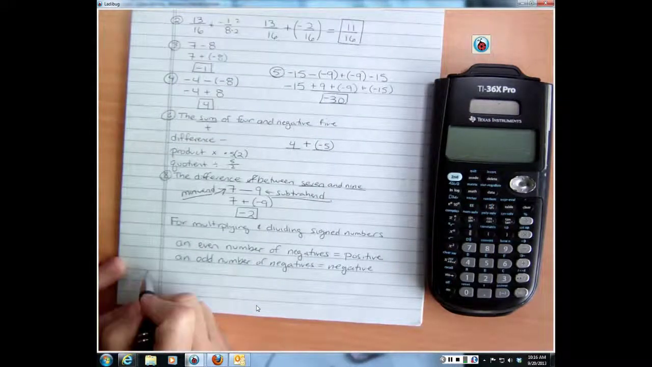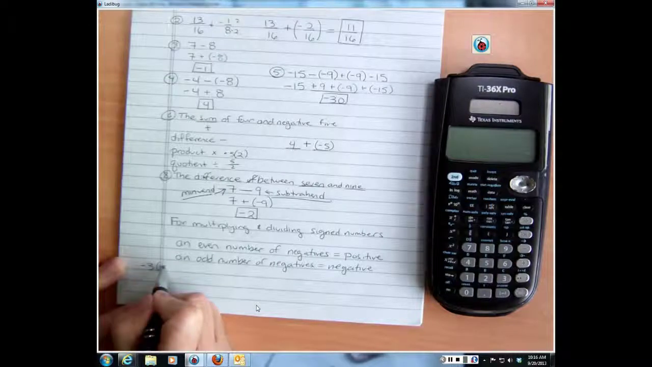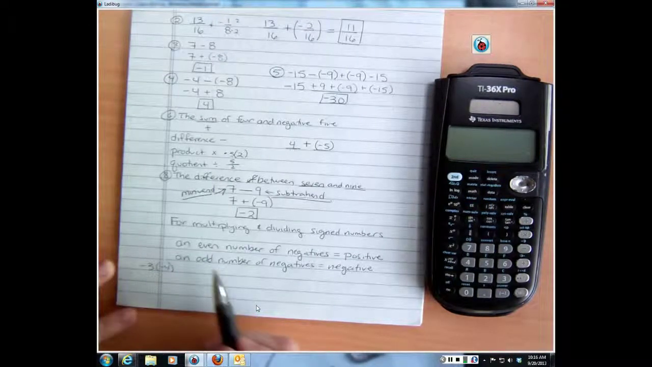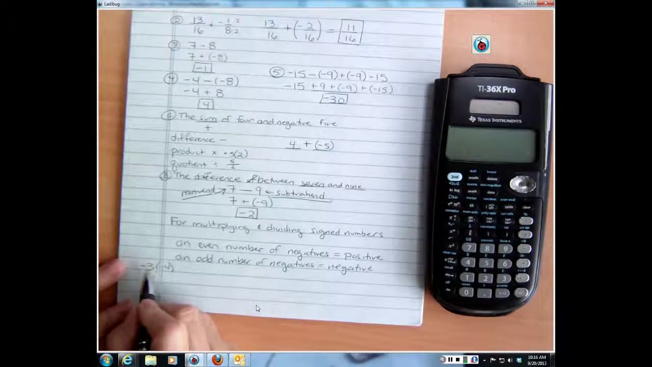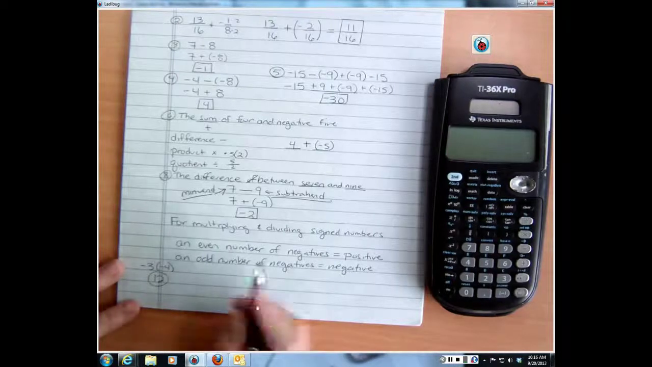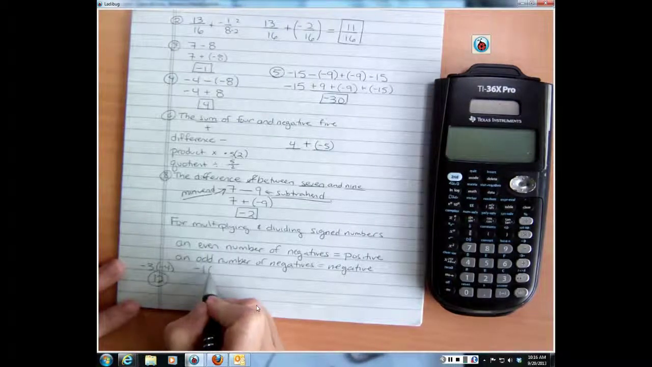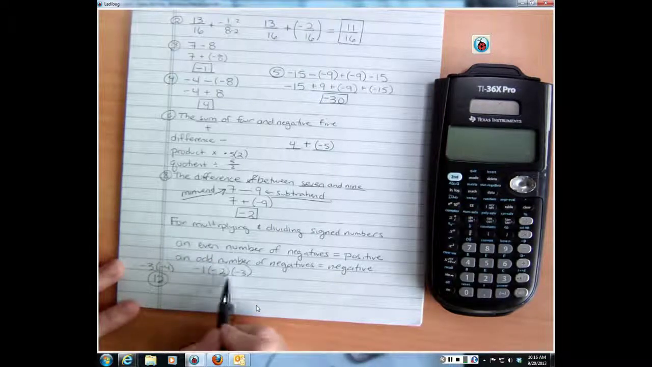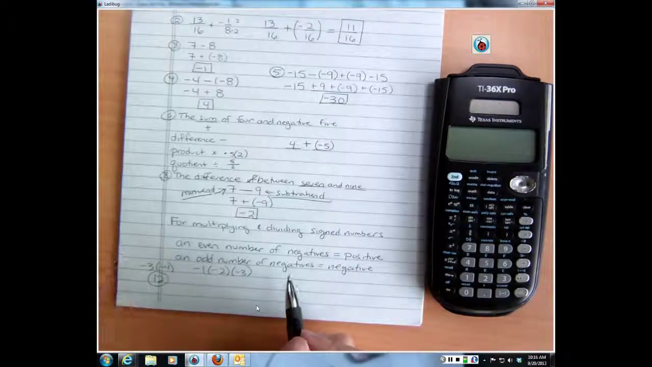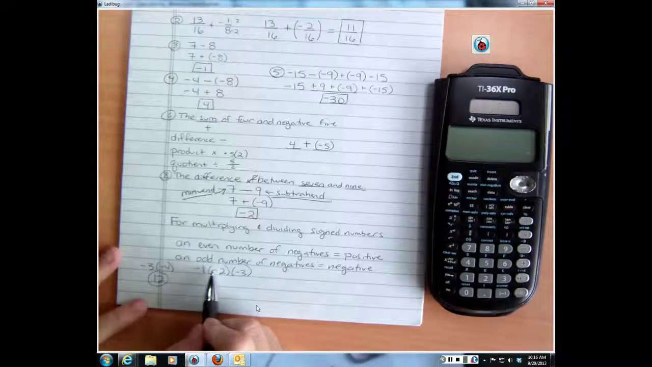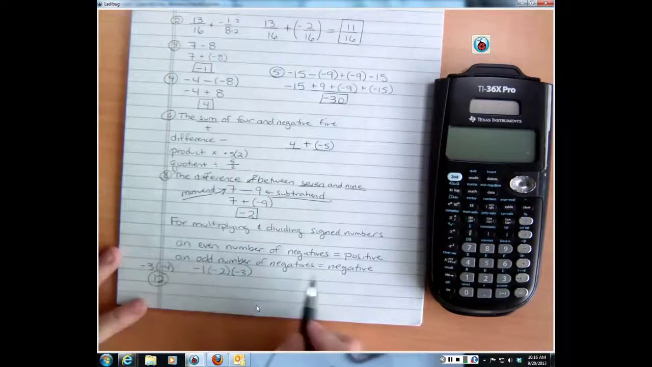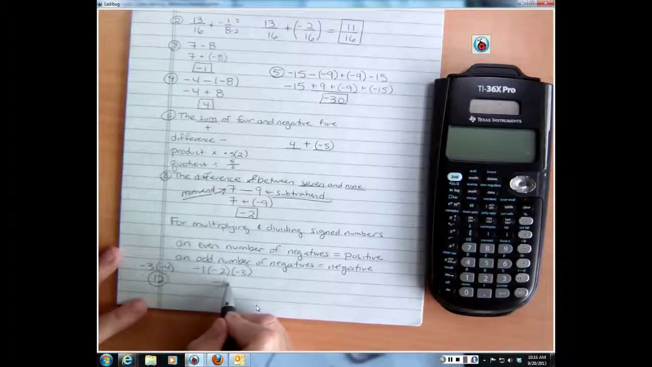So if I have -3 times -4, that's 2 negatives. That's an even number, 2. So to have an even number of negatives, I'm going to get a positive 12. If I have -1 times -2 times -3, notice I'm writing my multiplication with those parentheses, then I have 1, 2, 3 negatives. 3 negatives, that's odd. So I'm going to get a negative answer. That's going to be negative 6.